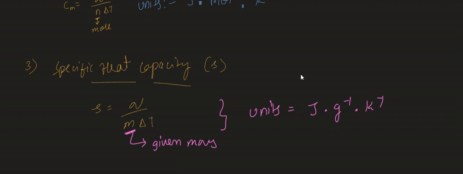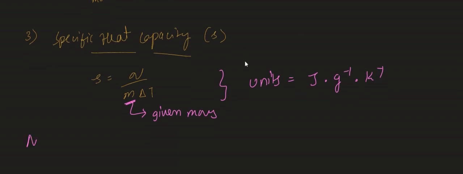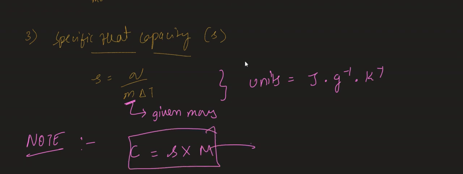Clear till here? Move to the next one, the relation between heat capacity and specific heat capacity. Write down one note. Heat capacity is equal to specific heat capacity into capital M. Here, capital M indicates molar mass. Clear till here? I hope you people got clarity on what I'm trying to say. Almost 40% we have done. The remaining part we'll discuss in the next video.